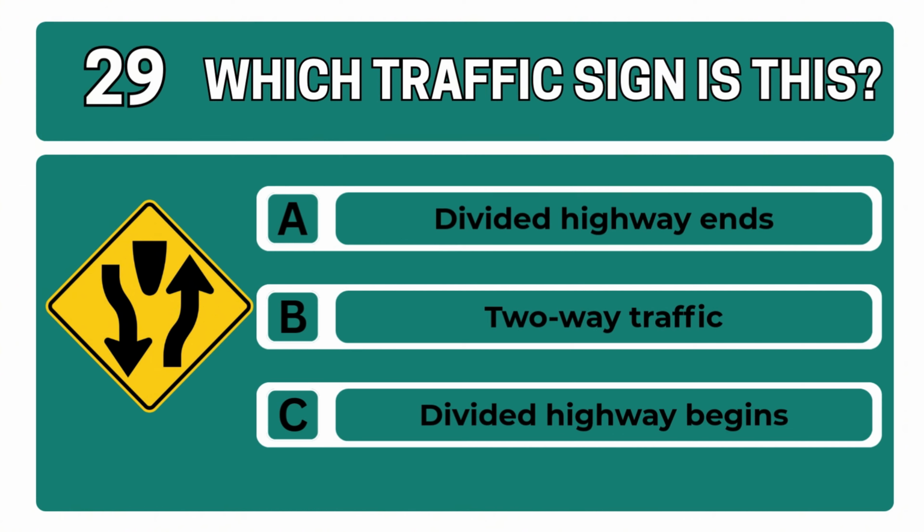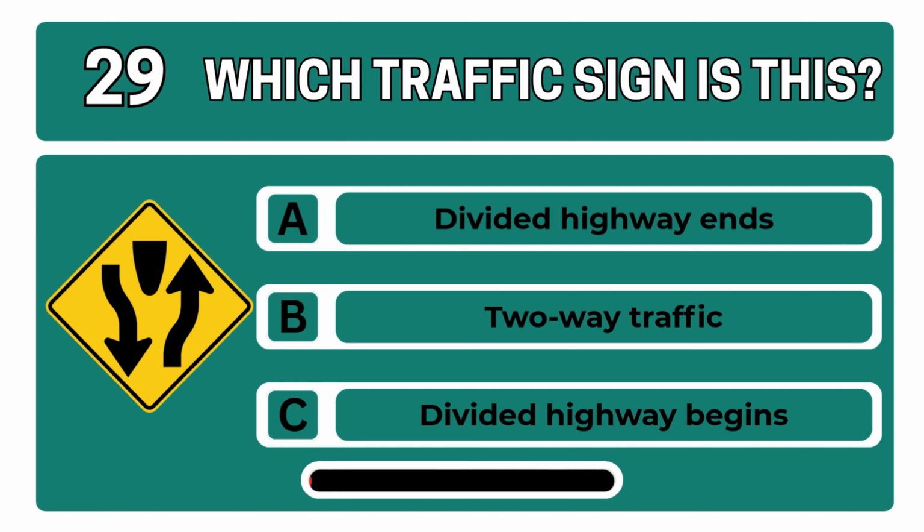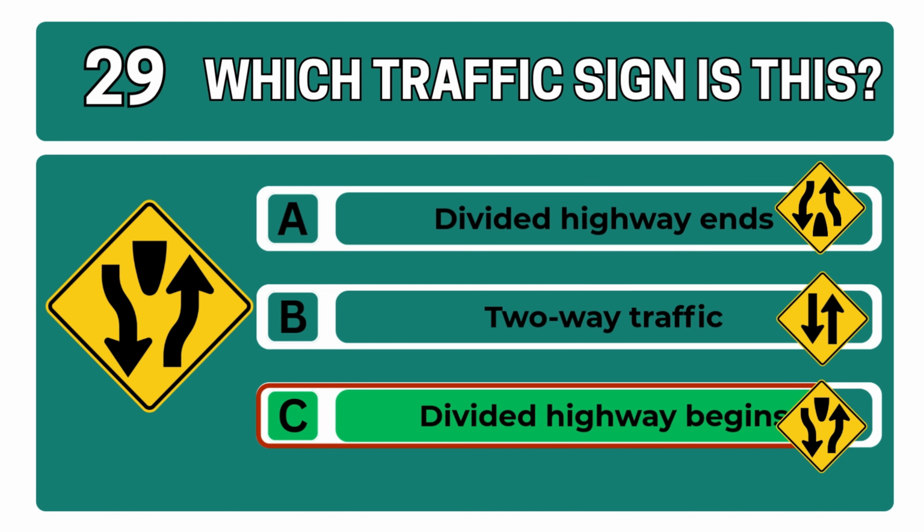Question 29. Which road sign is this? A. Divided highway ends. B. Two-way traffic. C. Divided highway begins. The answer is C. Divided highway begins.